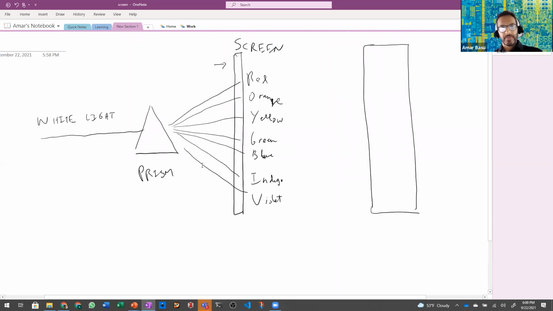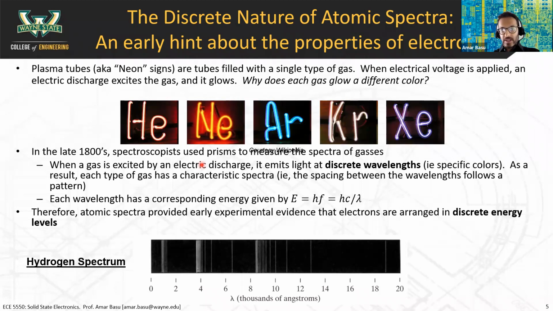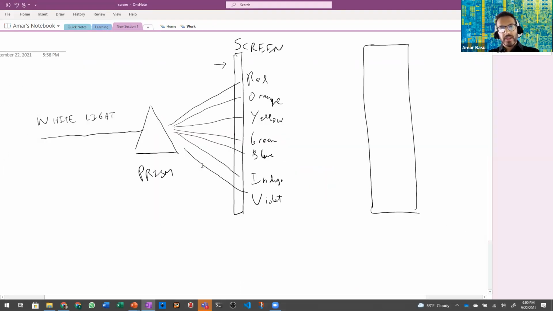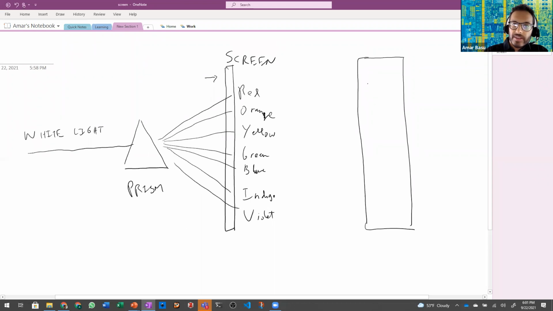Now, when spectroscopists did experiments with these, when they took the spectra of these signs or these different gases, they found that the gases glowed a different color. And what that means is that they didn't get all the colors of the spectrum; they only got certain ones. So let's say in the case of hydrogen, they saw that they were getting some lines in the red portion of the spectrum.